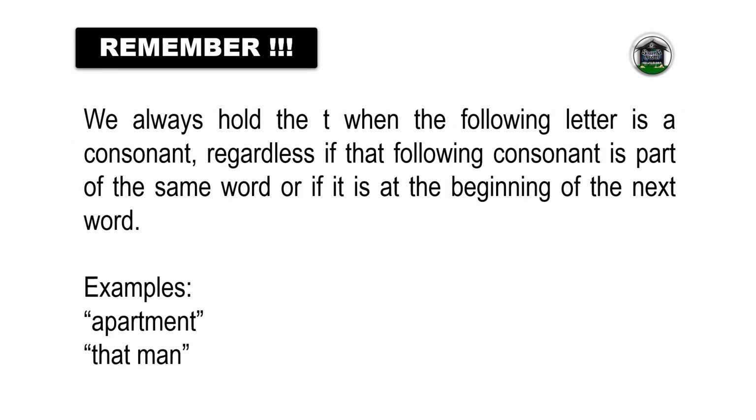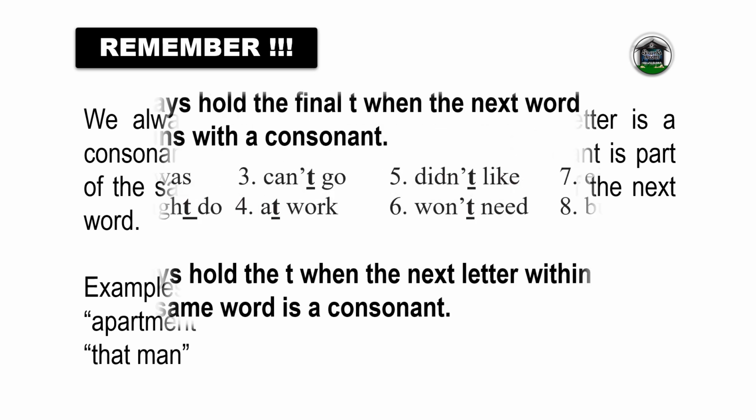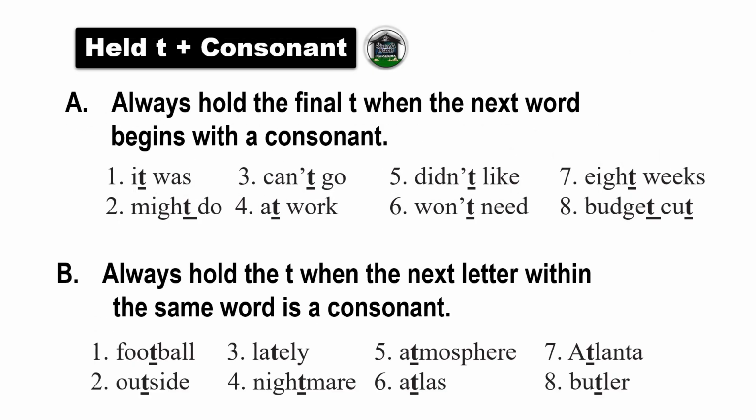We always hold the T when the following letter is a consonant, regardless if the following consonant is part of the same word or if it's at the beginning of the next word. For example, we don't say apartment, we say apartment. Or we don't say that man, we say that man. Held T plus a consonant. Always hold the final T when the next word begins with a consonant. Instead of saying at work, say at work.